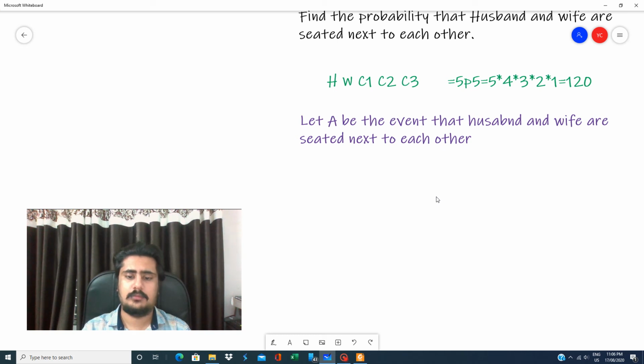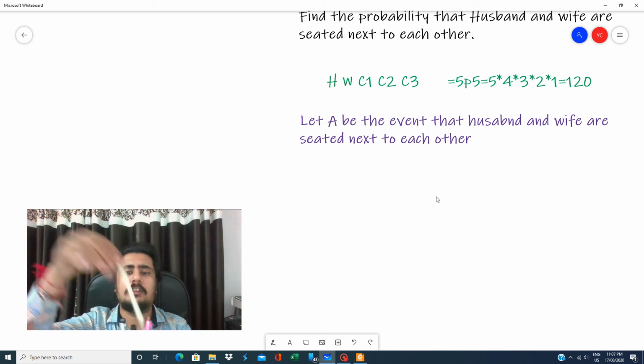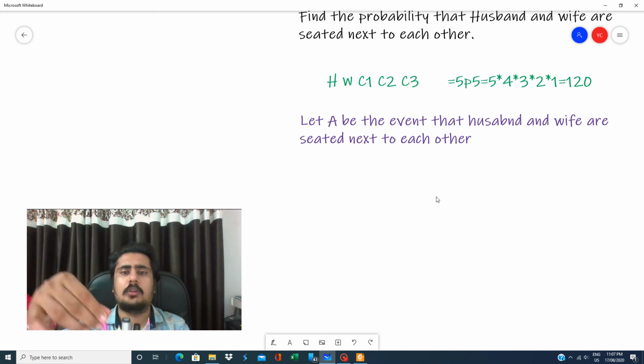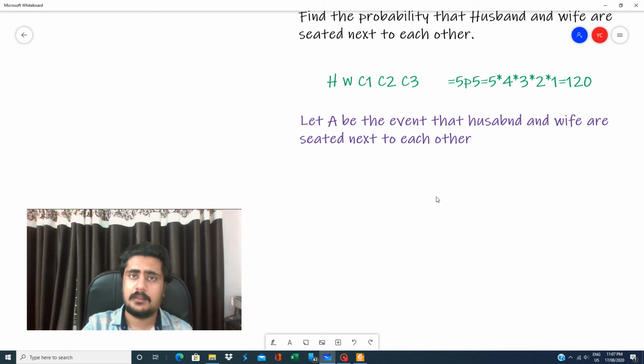Now, if you are asked to arrange these 5, then there are 120 ways. As I told you, you can arrange like this, you can arrange like this. There are a total of 120 ways to arrange these 5 pens. Now, what is the condition? The condition is that the husband and wife should be seated next to each other.